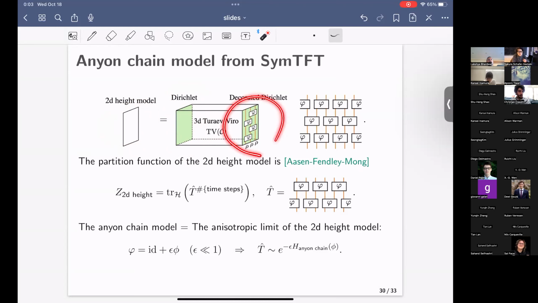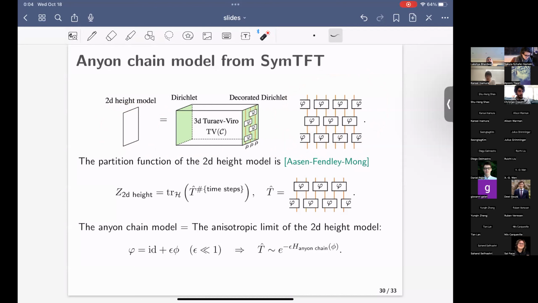And on the right boundary, we impose the Dirichlet boundary condition decorated by a specific topological defect network, which is shown here. So in this figure, each orange leg represents a chosen object rho, and each box represents a morphism from rho tensor rho to rho tensor rho. And in this case, the two-dimensional system obtained by this symmetry TFT construction becomes a two-dimensional classical statistical model, which is known as the 2D height model.